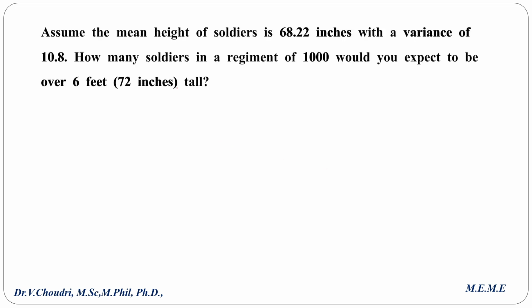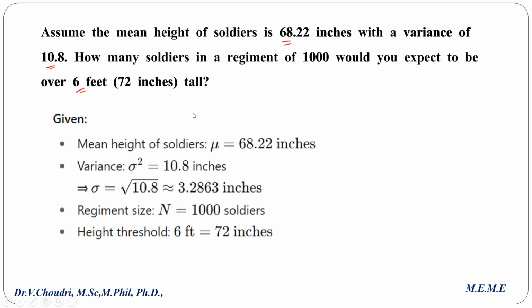Next one. Assume the mean height of soldiers is 68.22 inches, with variance of 10.8 inches. How many soldiers in a regiment of 1000 would you expect to be over 6 feet, that is 72 inches tall? See, this is the simplest question. What is given? Try to understand the given data.